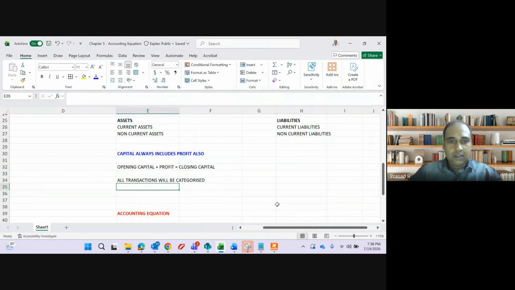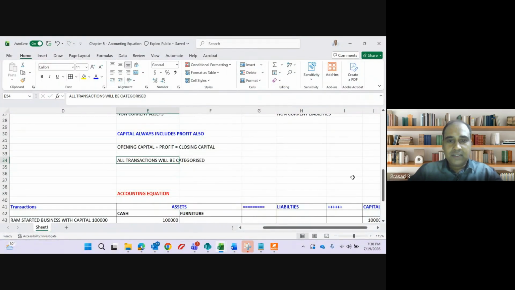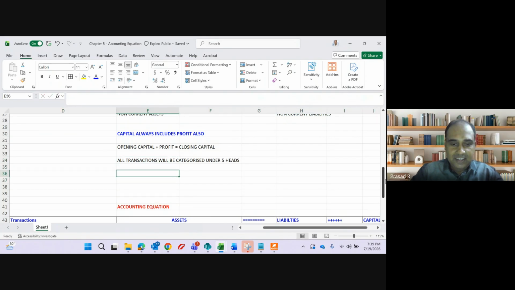So all transactions will be categorized under four heads, or rather I will say five heads. One is assets, liabilities, capital, income.